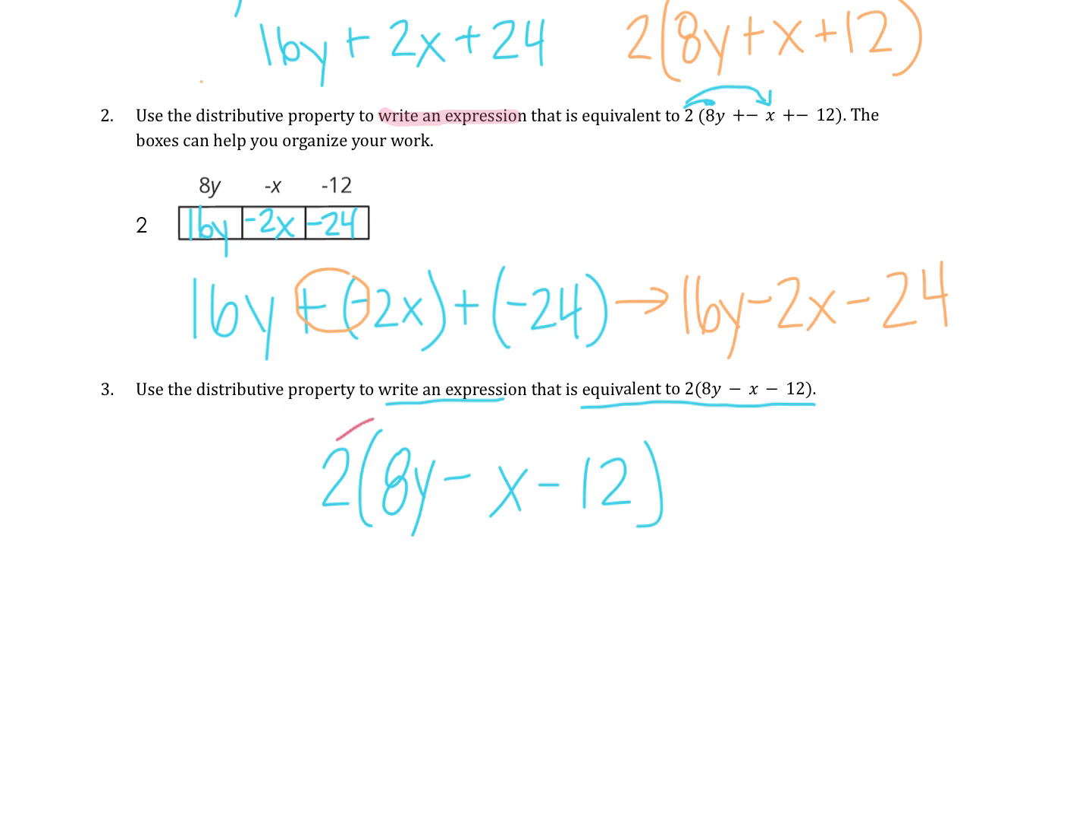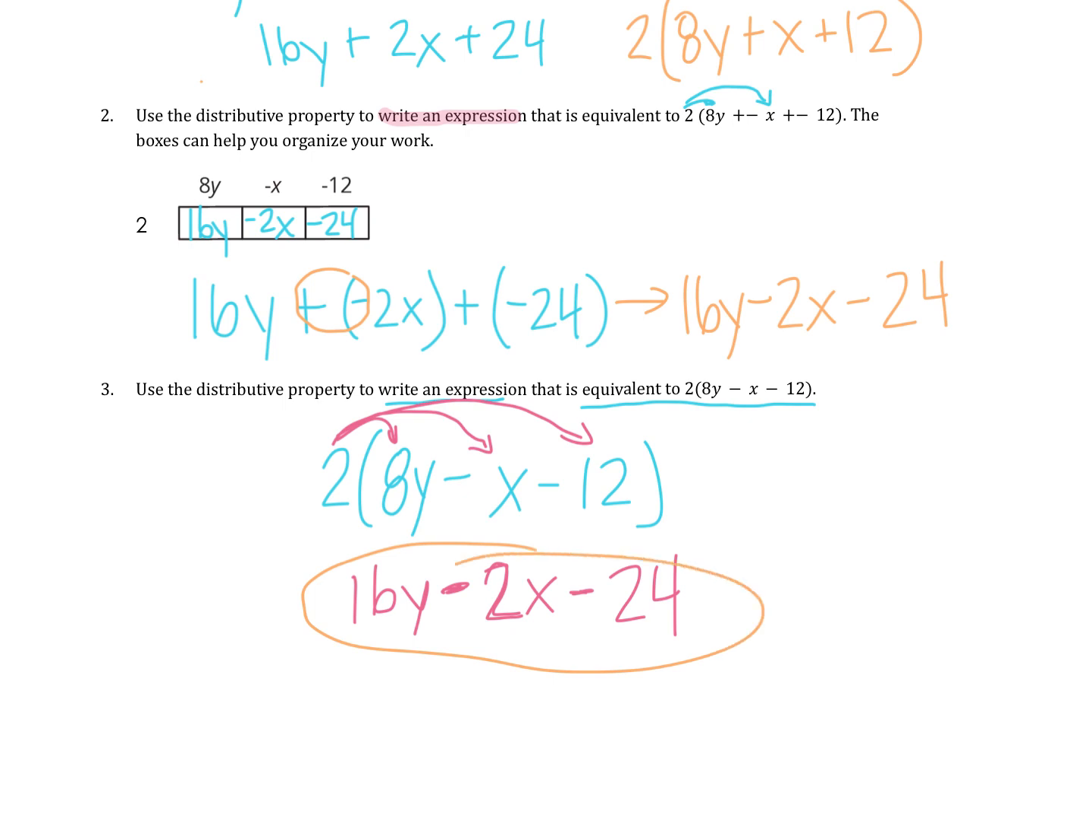So 2 times 8y is 16y. 2 times x, and I'm just going to keep the subtraction sign. 2 times x is 2x. And I'm going to keep the second subtraction sign, and 2 times 12 is 24. So 16y minus 2x minus 24, this expression right here is the same as this expression up here.